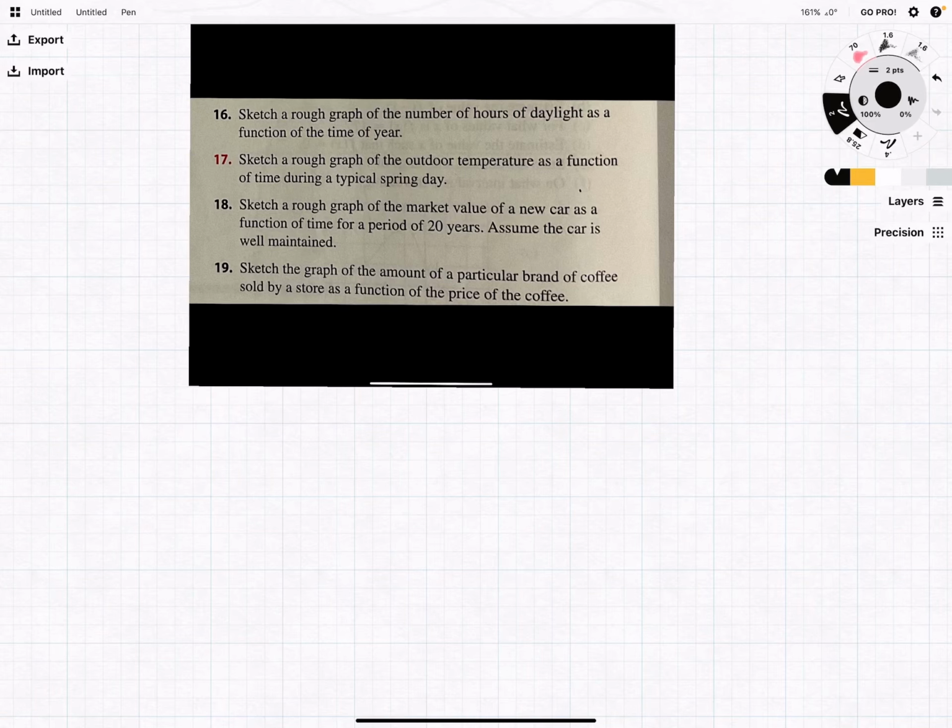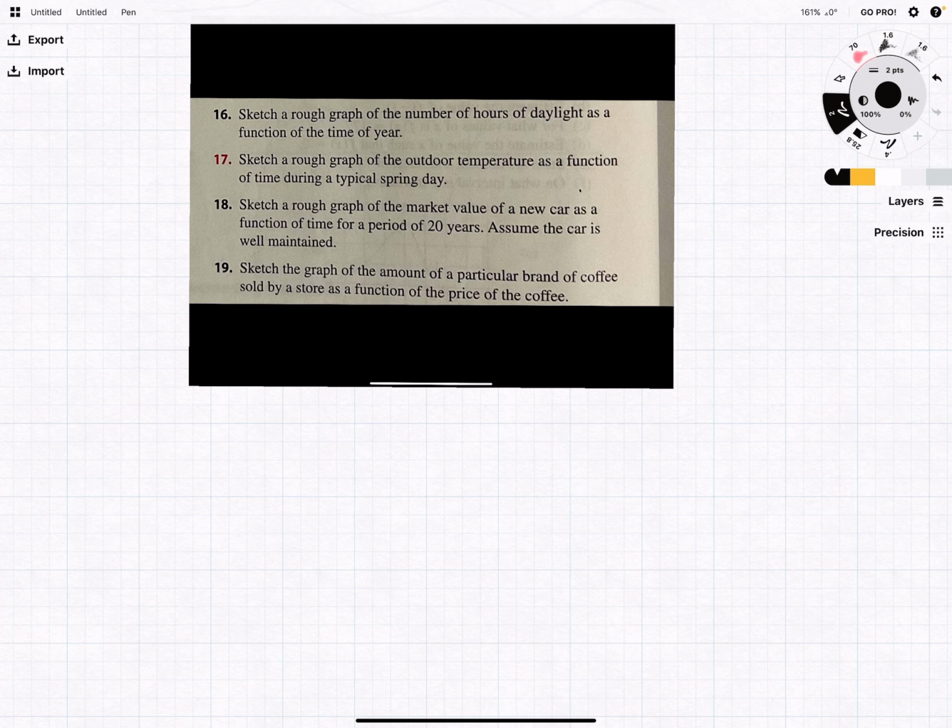Welcome back to Stewart Calculus 8th edition, section 1.1. In this video, we're doing a block of problems. We're just doing 16, 17, 18, and 19 all in the same video because they're very similar. All of them tell you to sketch a graph with a certain scenario. So we'll discuss what it will look like, and then we'll sketch it.